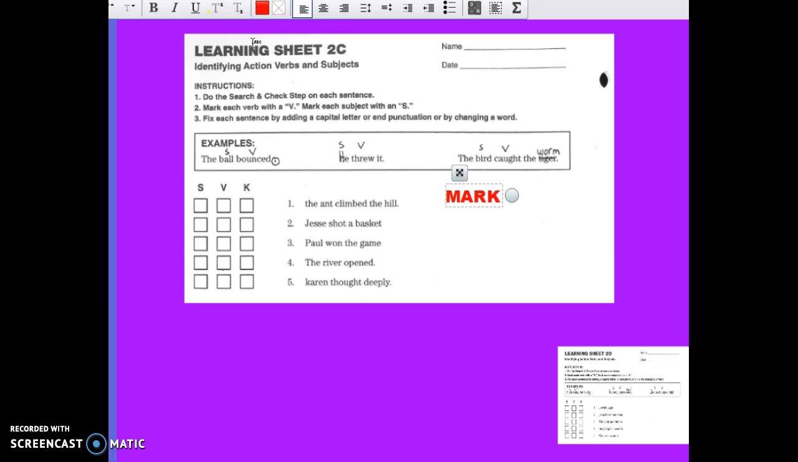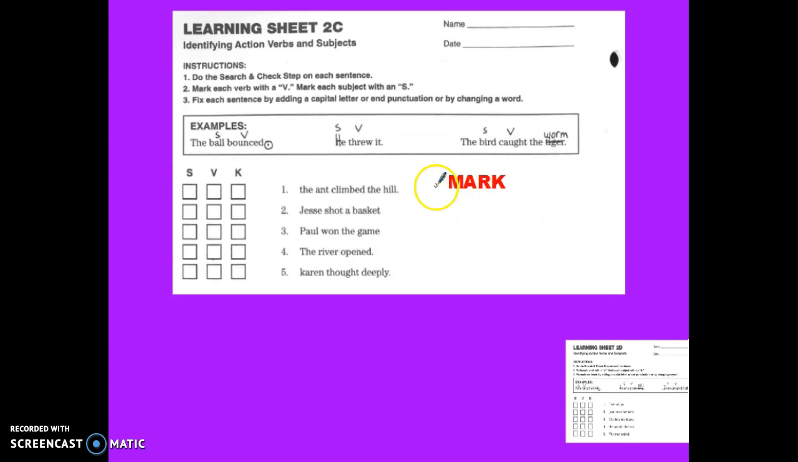Remember, MARK stands for M, we haven't learned yet, so we start with A. A means ask, is there a verb? R means root out the subject, who or what does the verb? And K, key in, does it have a beginning capital letter, an end punctuation, and does it make sense?